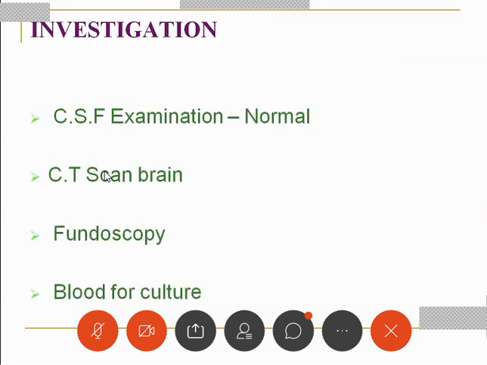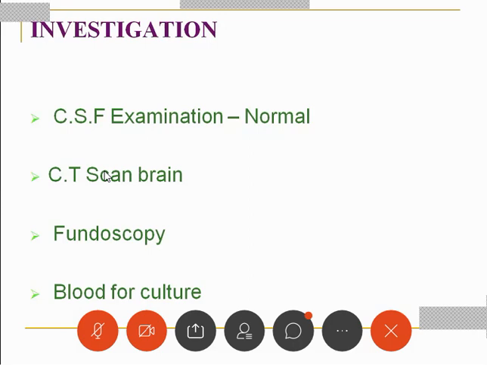Investigation, usually the CSF examination. I don't understand why the CSF examination is to be done here, maybe due to fluid meningitis and all. CSF examination is normal. So the CT scan of the brain, fundoscopy and blood for culture. These are the main important things.